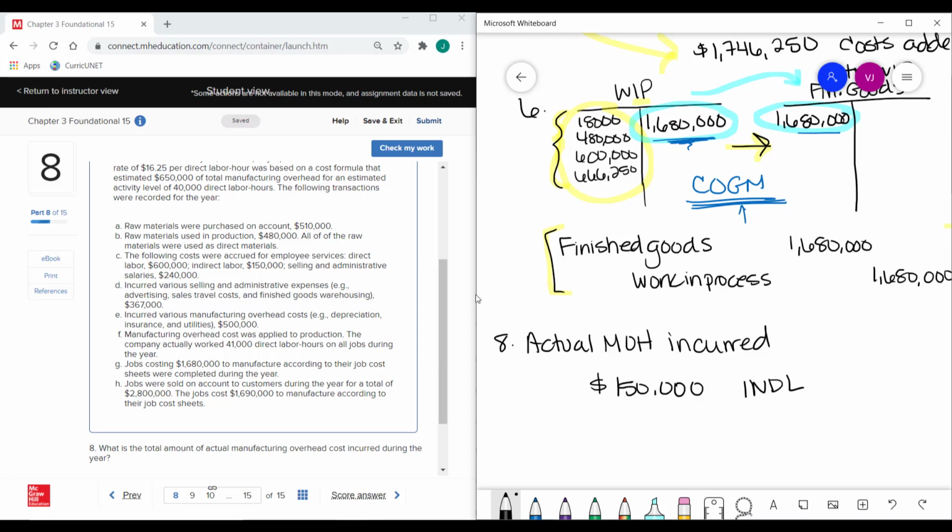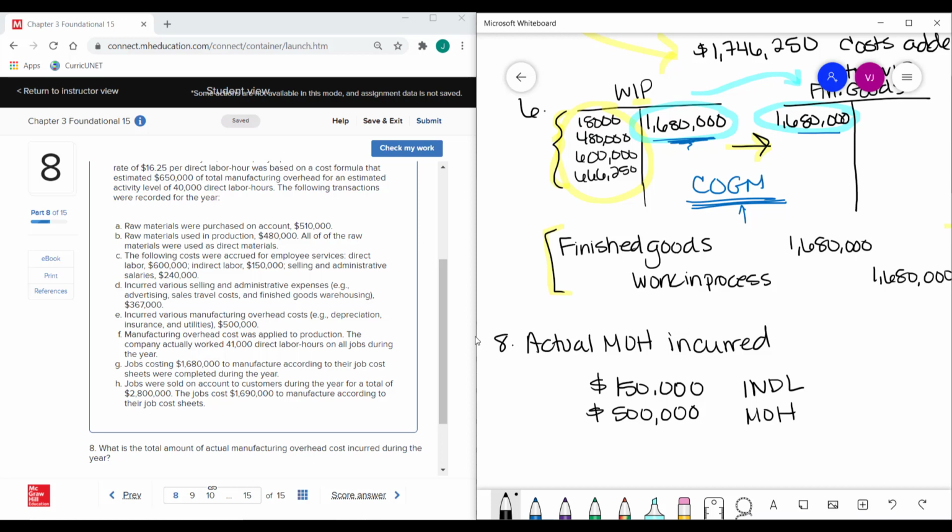Incurred various selling and administrative expenses. Well, selling and administrative expenses, that's not product cost at all, right? So that's not manufacturing overhead. E. Incurred various manufacturing overhead costs like depreciation, insurance, and utilities in the amount of $500. So that's an amount they know they incurred, right? And they tell us it's overhead, so that's another category of overhead that was incurred. So it's everything but indirect labor. So these other indirect costs. So that would just be other manufacturing overhead costs that they incurred.